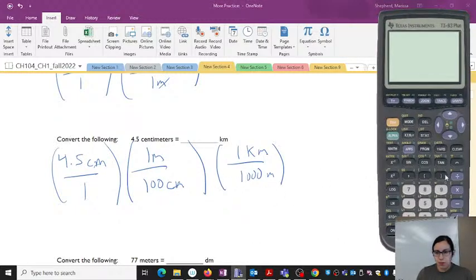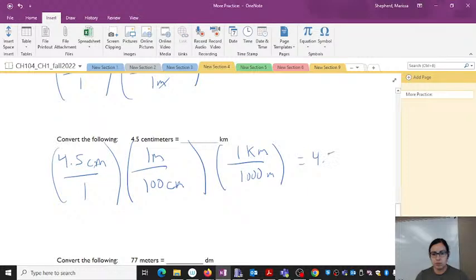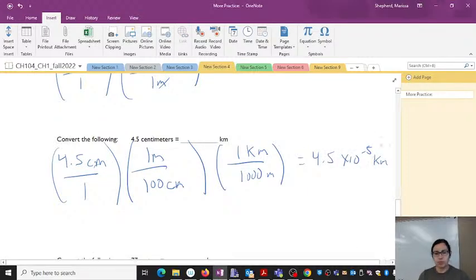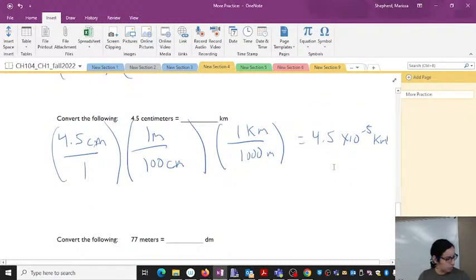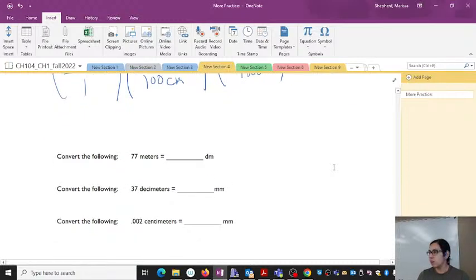And so now we just have to plug this in. We have 10 to the 5th on the bottom, or we could do 4.5 divided by 100 divided by 1,000. So do we all get 4.5 times 10 to the negative 5? Any questions on that one?